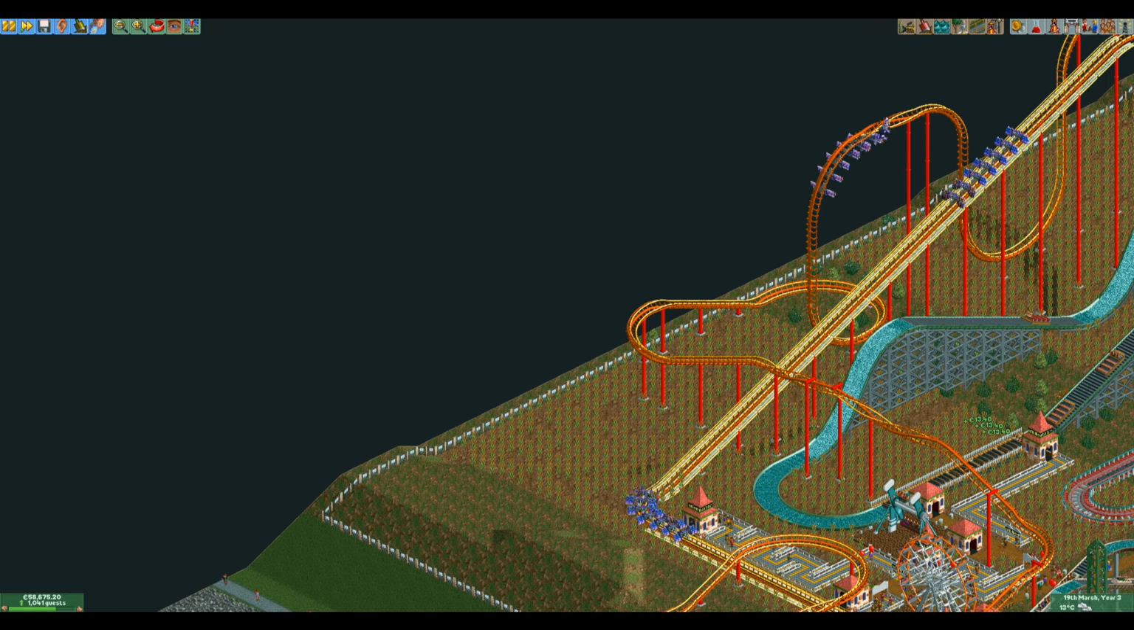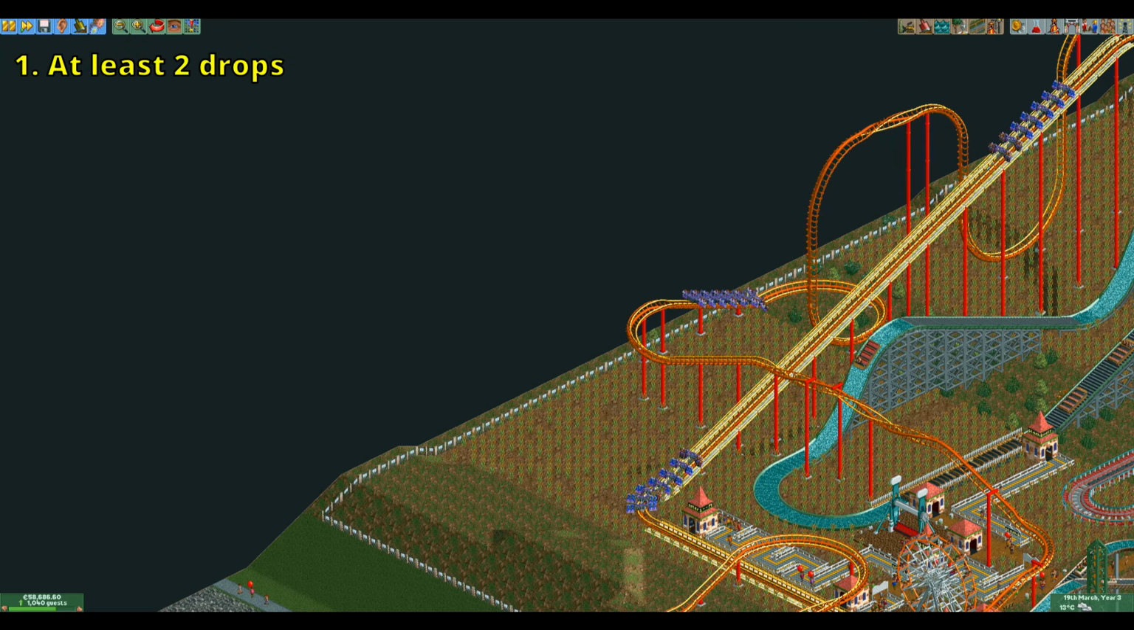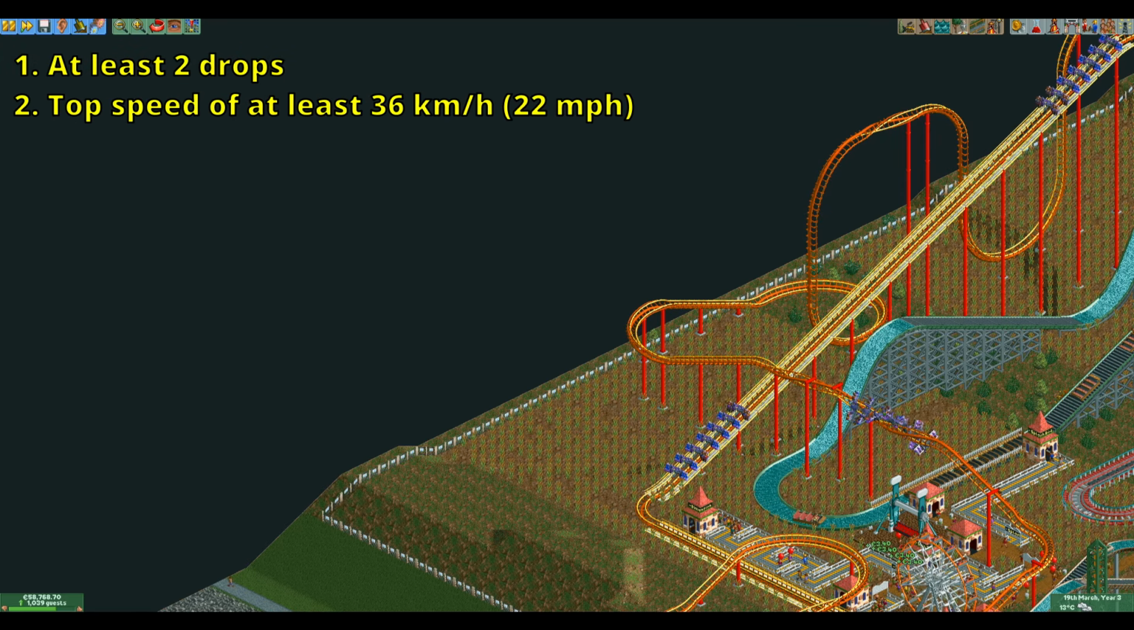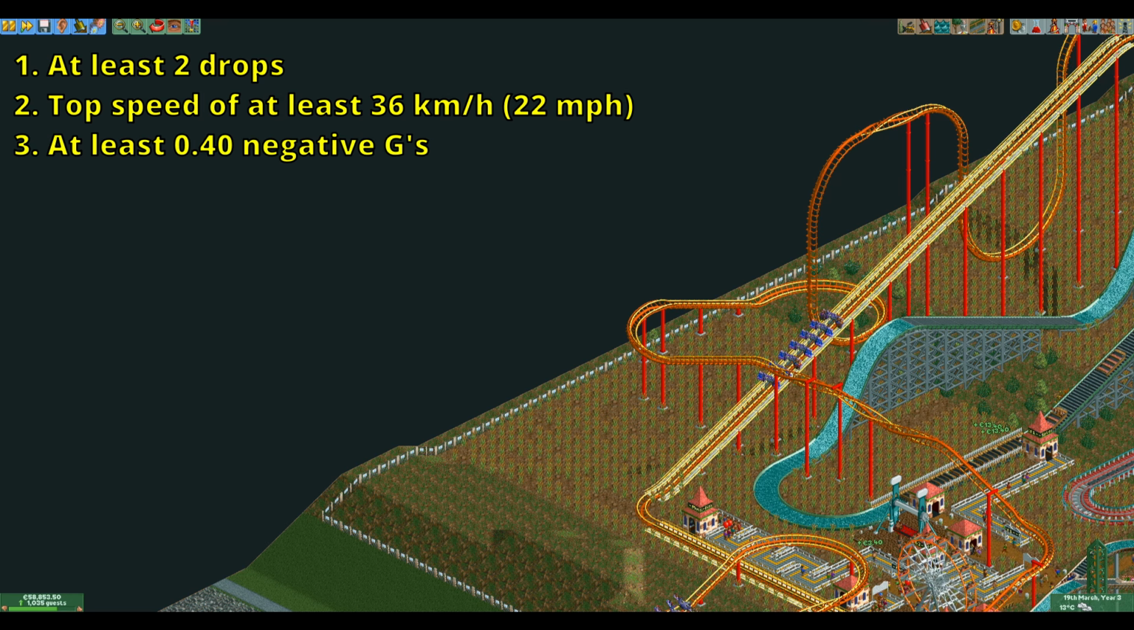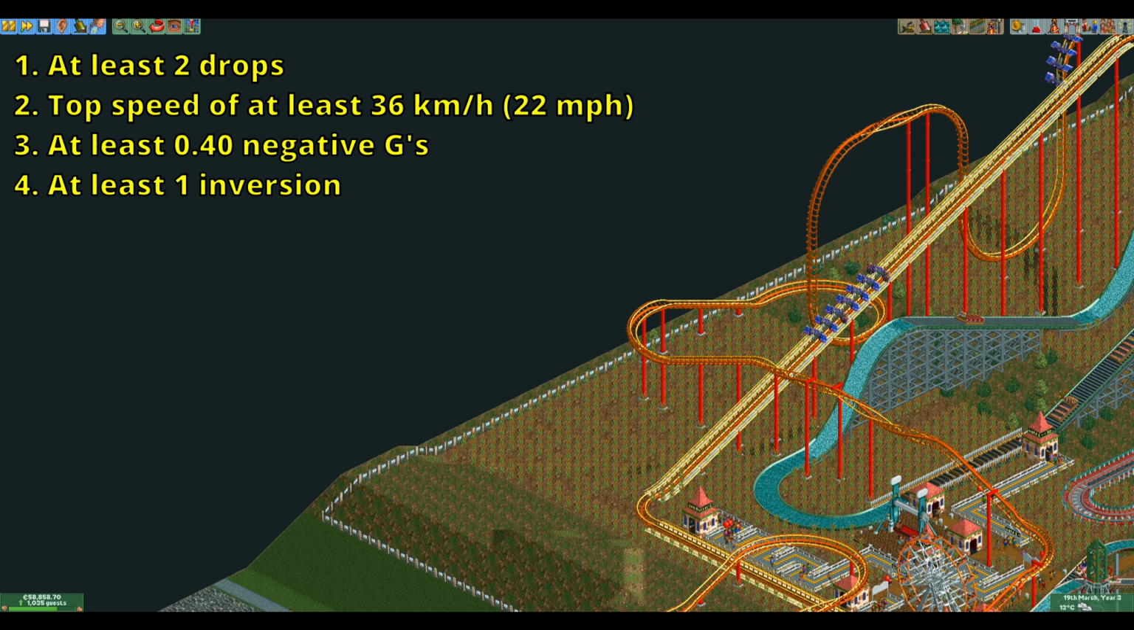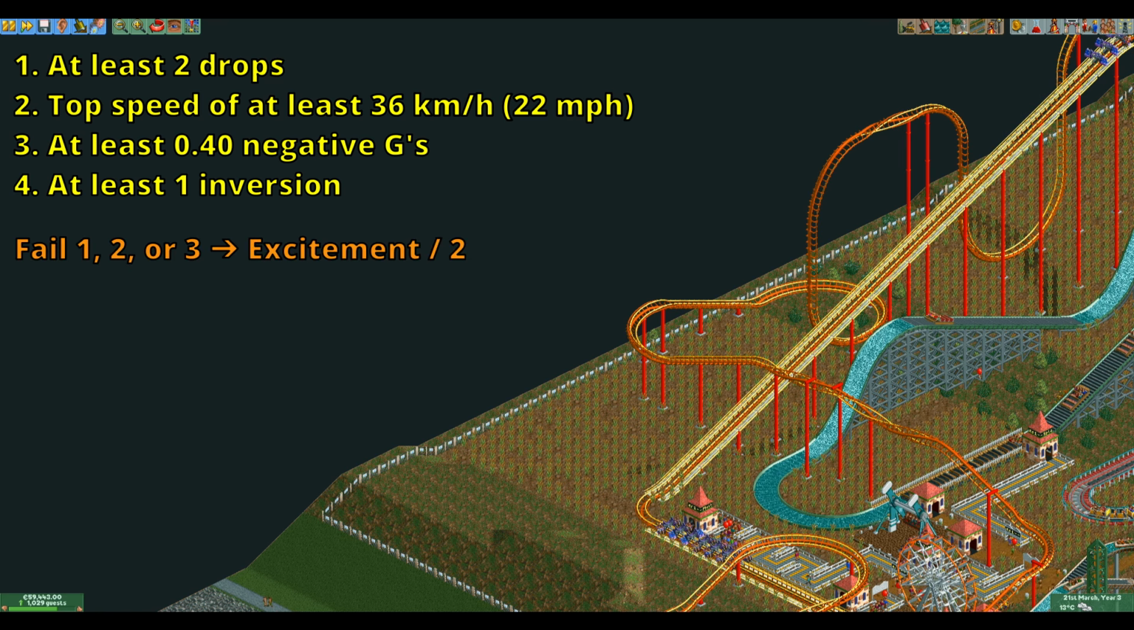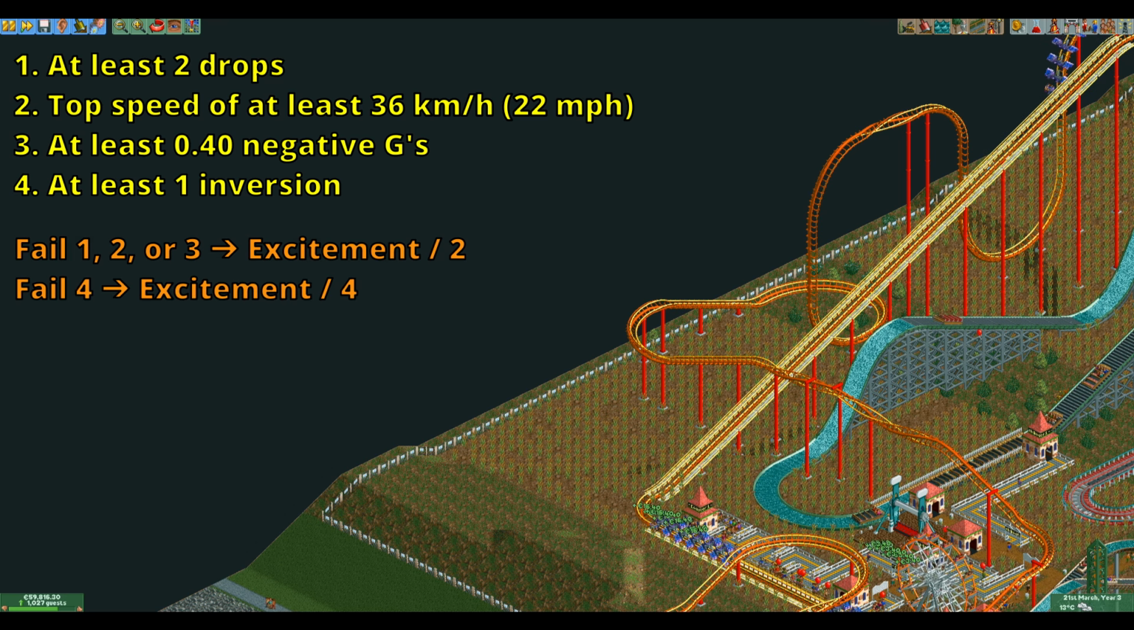The multi-dimension coaster needs to have at least 2 drops, it needs to have a top speed of at least 36 km per hour, it needs to have at least 0.40 negative Gs, and it needs to have at least 1 inversion. The punishments for not making these stat requirements are harsher than for most other coaster types, as here only your excitement rating gets a penalty instead of all ratings. The first 3 stat requirements divide the excitement rating by 2 if you fail to make them, and if you don't have an inversion, your excitement rating gets divided by 4.